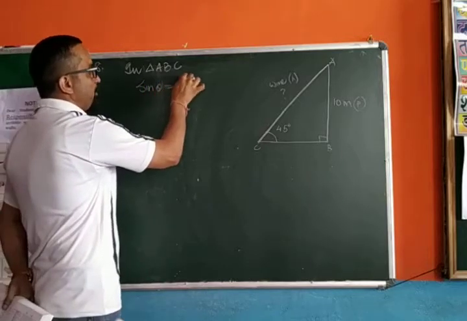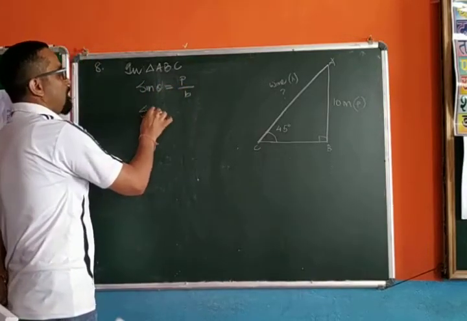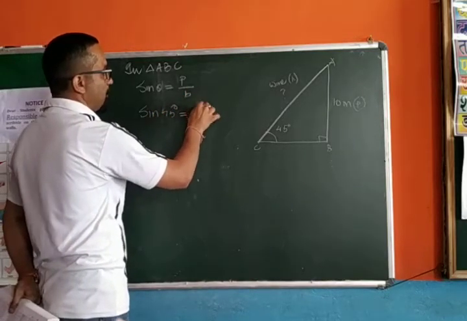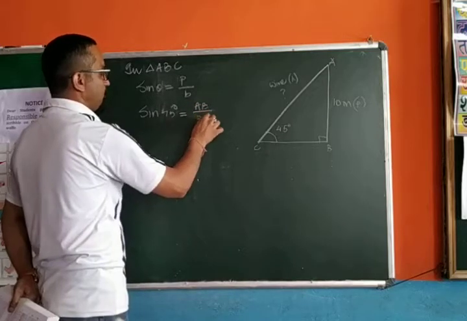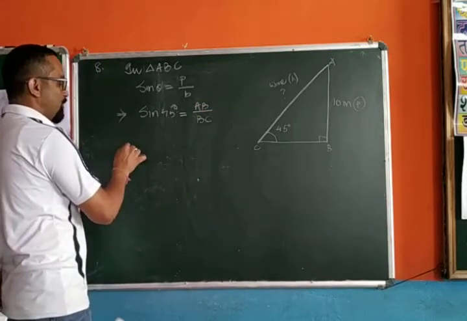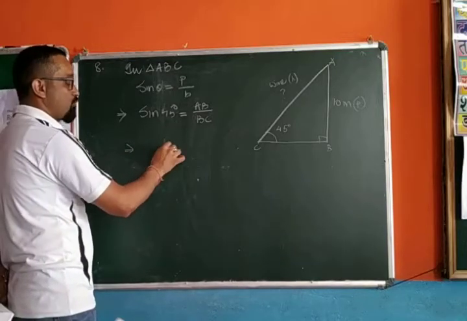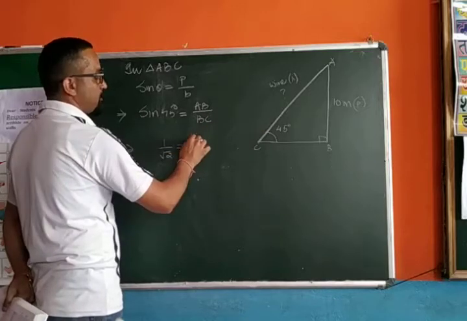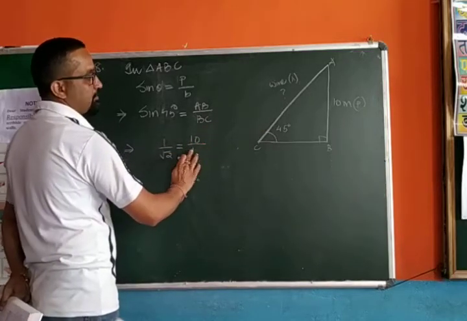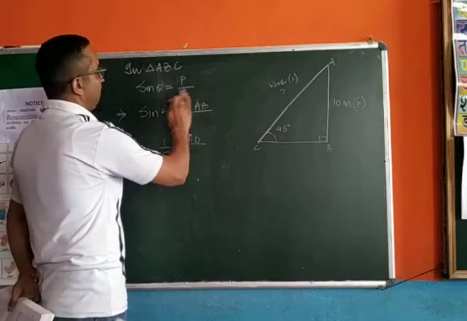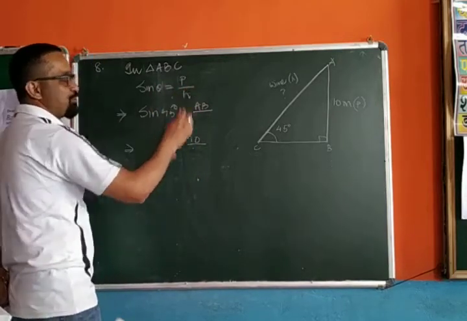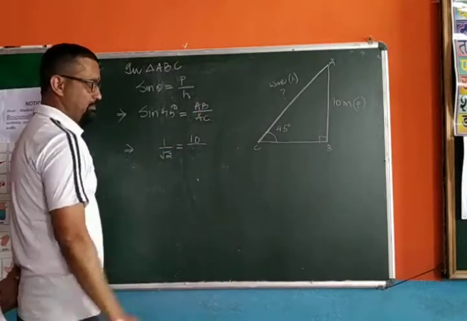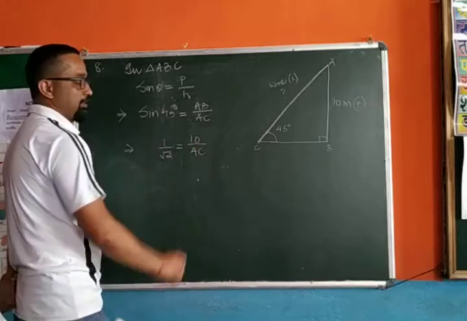Sine theta is perpendicular upon hypotenuse. Sine 45 degree is equal to perpendicular AB upon... Now you substitute the value. Sine 45 is 1 upon root 2. AB is perpendicular, it's 10. You have to calculate, this is not BC. Sine is perpendicular upon hypotenuse, not base. Hypotenuse is AC. So we substitute AC here.